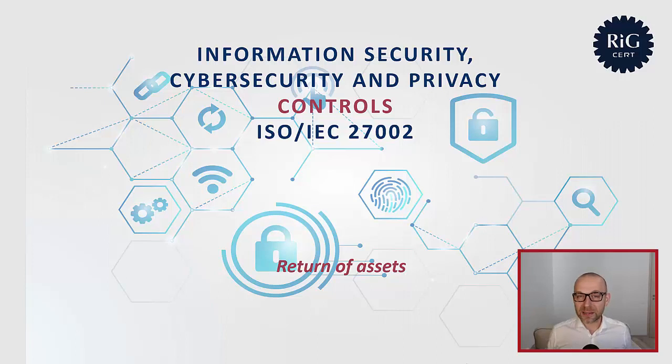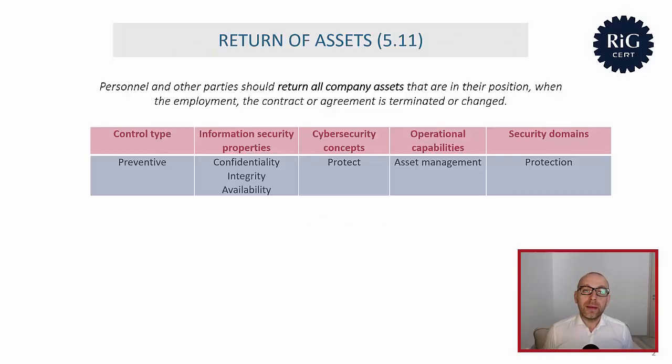The return of assets. We are still discussing assets, of course, in this next control. It's quite clear what the standard wants. The personnel and the other interested parties should return the company's assets that are in their possession when the employment, the contract, or the agreement is terminated or changed.